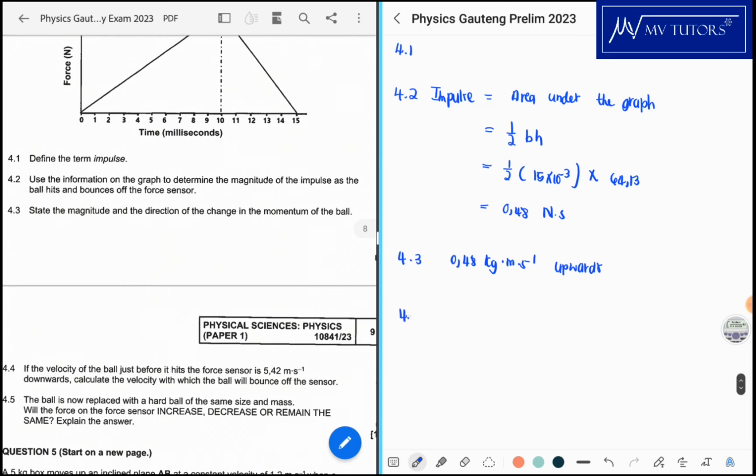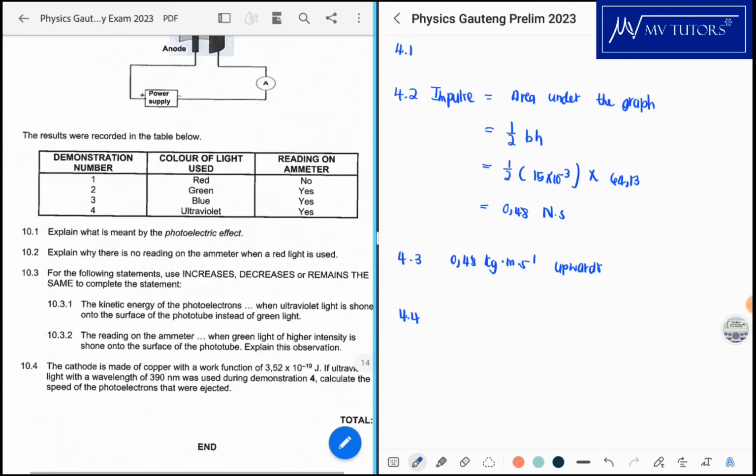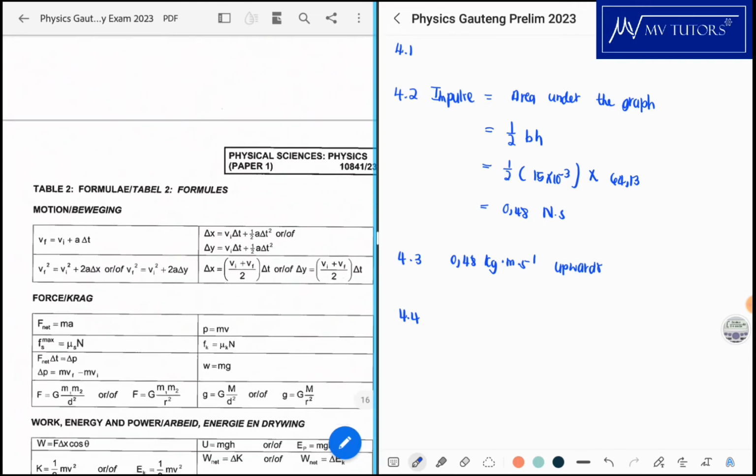Okay, 4,4. If the velocity of the ball just before it hits the force sensor is 5,42 meters per second downwards, calculate the velocity with which the ball will bounce off the sensor. Now what are we going to do here? If we want to calculate velocity, we are going to use our formula. Let's go to the formula sheet. Yes, the net force multiplied by time is equal to change in momentum. So I'm going to use that formula.